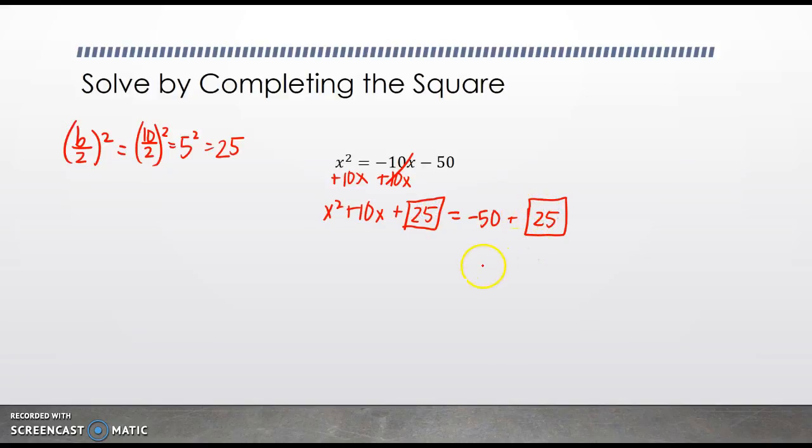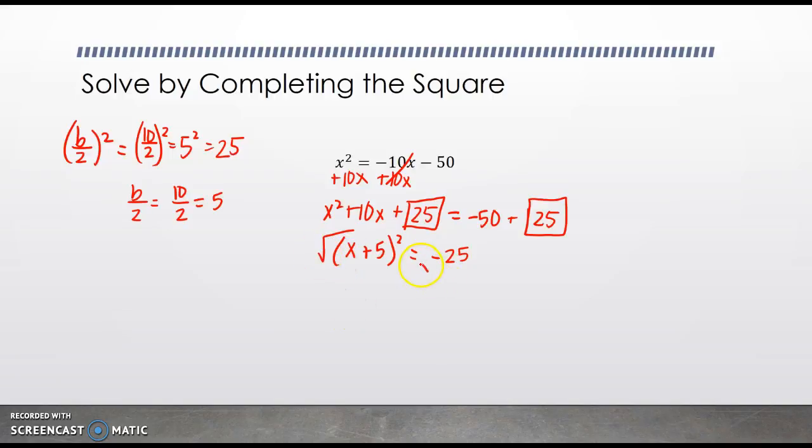Your box is always going to be a positive number because a negative squared is a positive and a positive squared is a positive. Now on the left side, I'm going to rewrite it as x plus or minus something squared equals, and then negative 50 plus 25 is negative 25. To figure out what goes in my parentheses, all I have to do is b divided by 2. b is 10. 10 divided by 2 is a positive 5, so I put a plus 5. And then my next step is to take the square root of both sides.